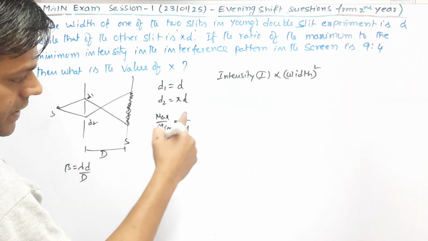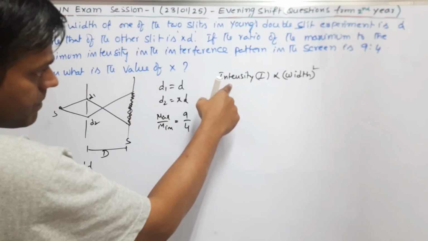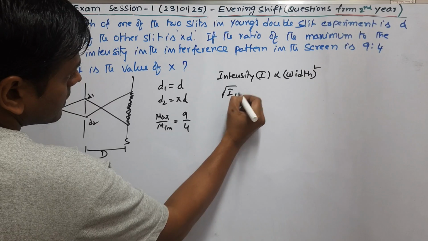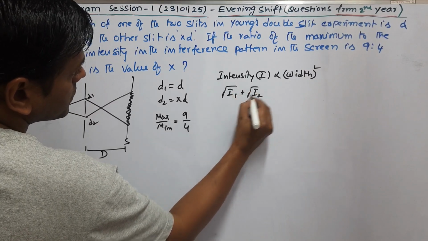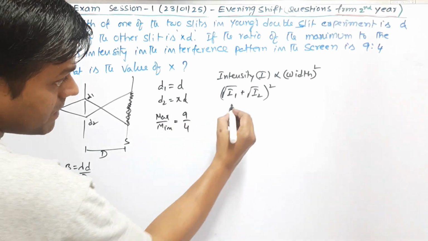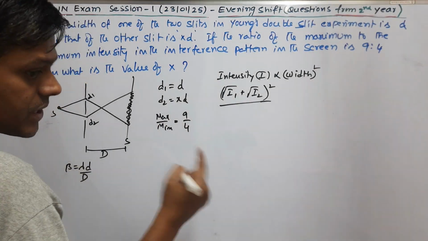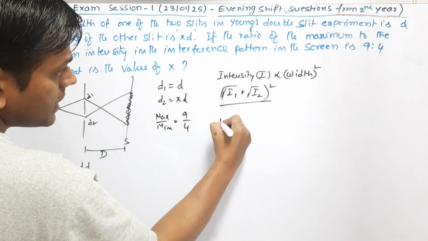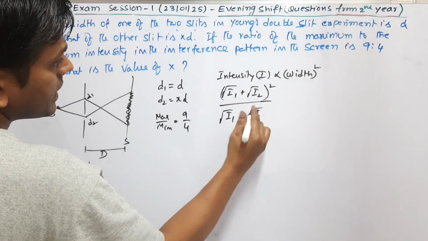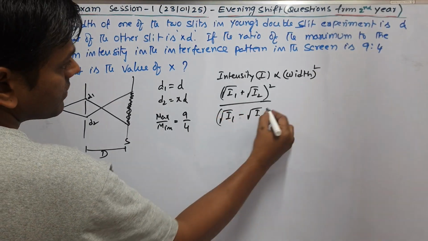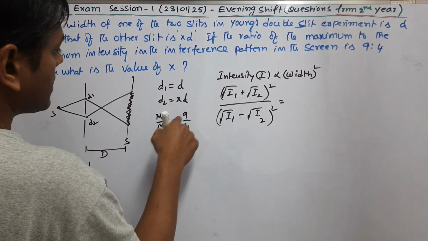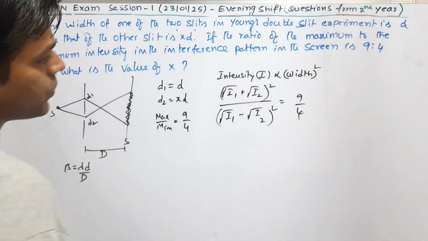So you can take the maximum intensity as root I1 plus root I2, whole squared. This is called constructive interference, then you get the maximum intensity, that means the bright band. When intensity is minimum, both the waves interfere destructively. This is called destructive interference. The ratio of maximum to minimum is already given, that means 9 by 4.